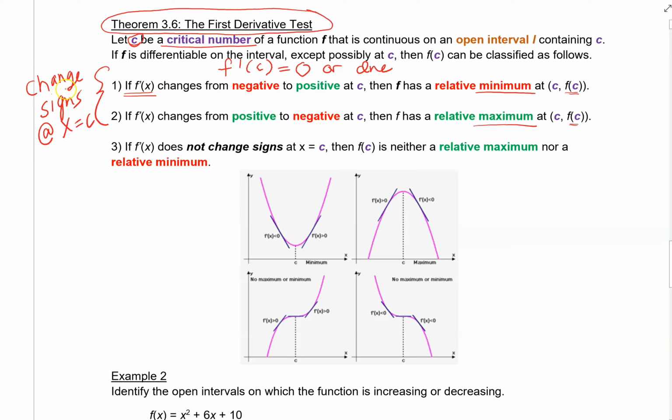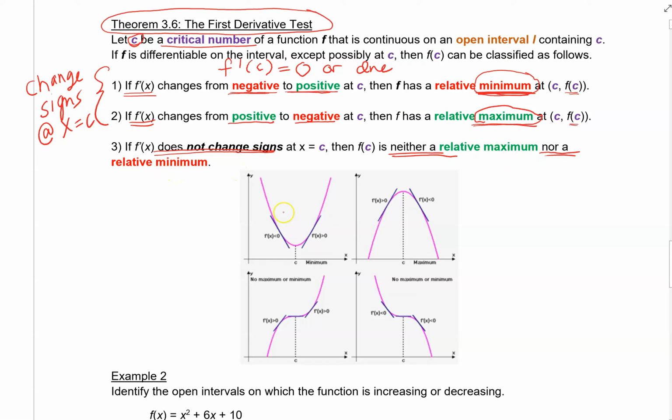The derivative has to change signs specifically. So if a derivative changes from negative to positive, then we know at that point f has a minimum. So negative to positive gives a minimum. If f prime changes from positive to negative, f will have a maximum. If f prime does not change signs, f does not have either a minimum or a maximum. Let's look at some pictures.